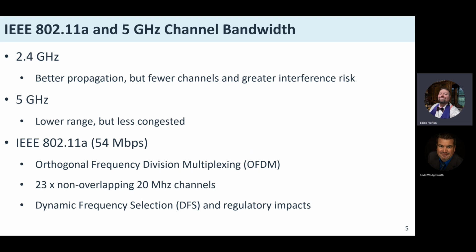5 gigahertz is less congested. There's less things there, but it has a smaller range. You can't go as far on 5 gigahertz. 2.4 is what we ended up with as the standard. That's where B landed. And B was the wireless standard that really took off for a long time. B ran at 11 megabits.